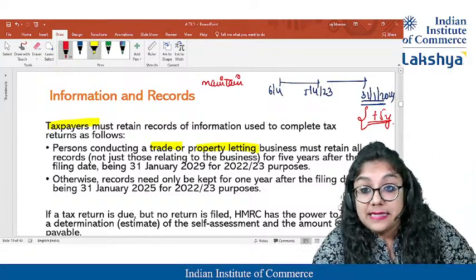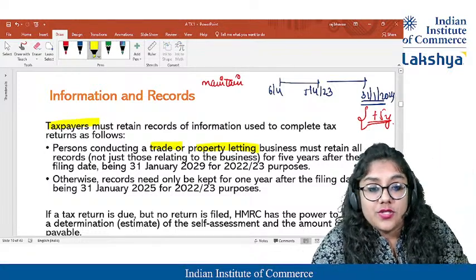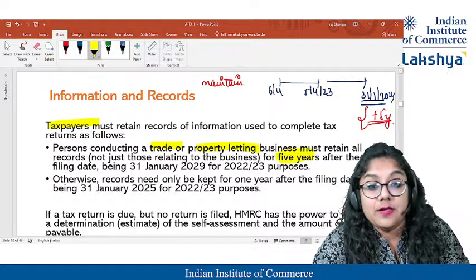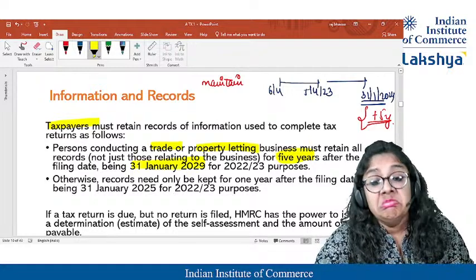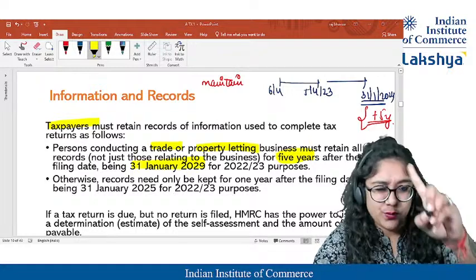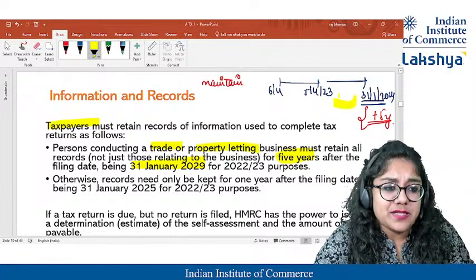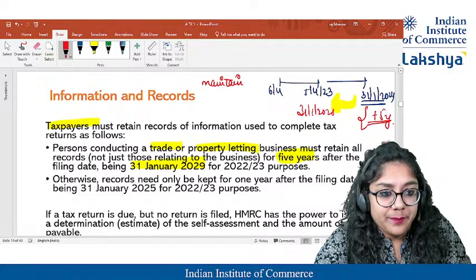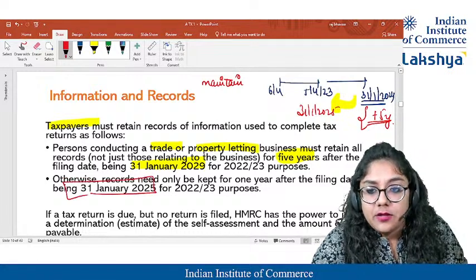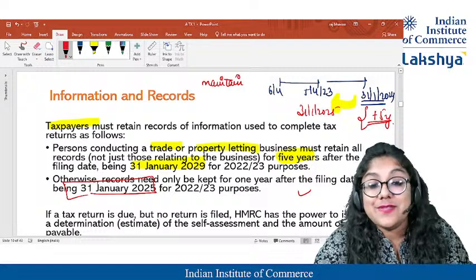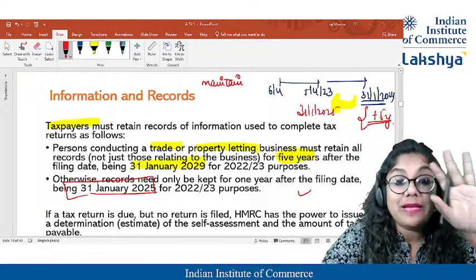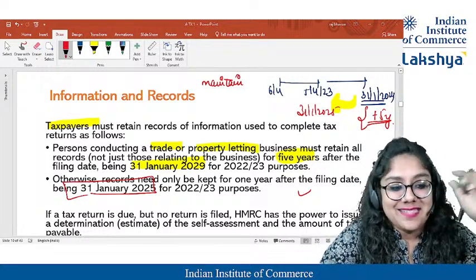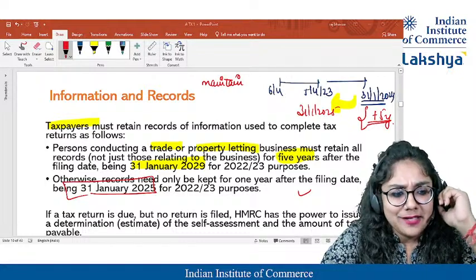Seriously? Yes. So not just relating to business, I have to keep it for 5 years, that is till 31st Jan 29. Otherwise, just 1 year from this date. So maybe 1 year until 31st Jan 2025. So till 25 I can keep it. Otherwise 1 year, or else if it's trading or property letting, for 5 long years. I hope you guys are getting it. Yes. Easy.